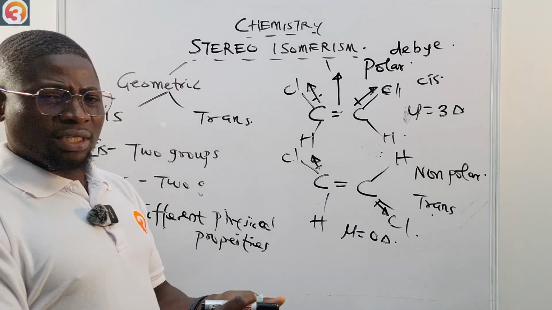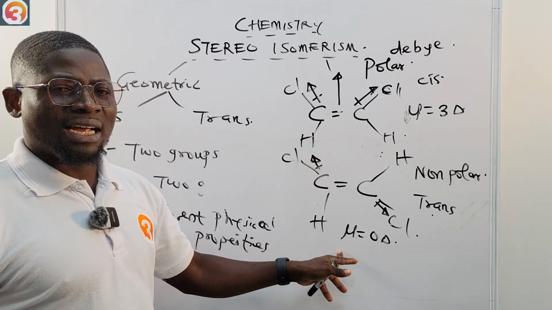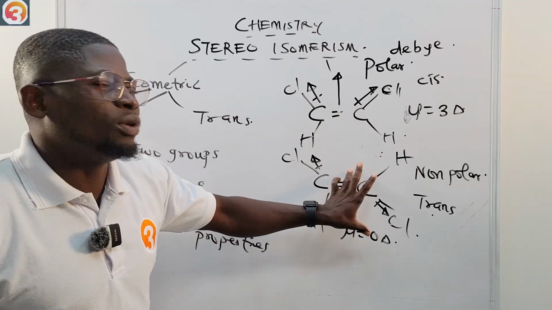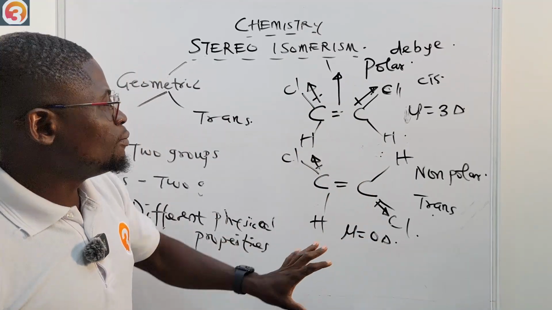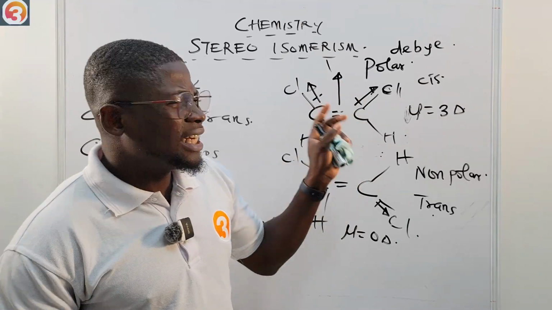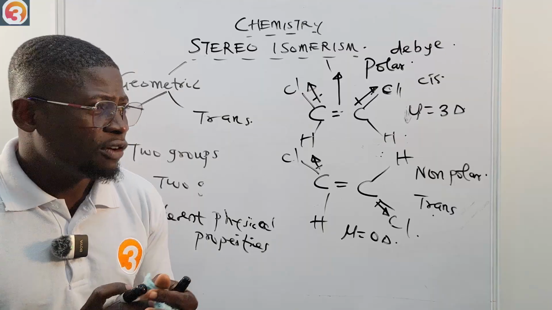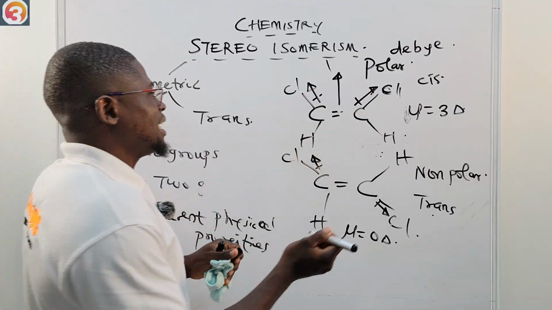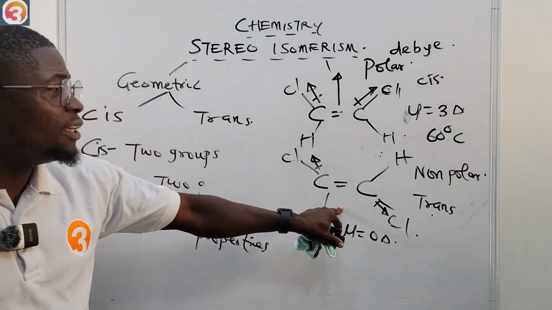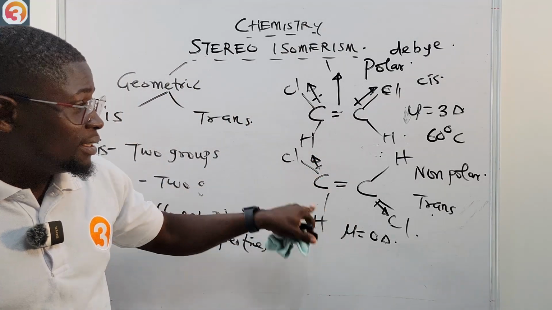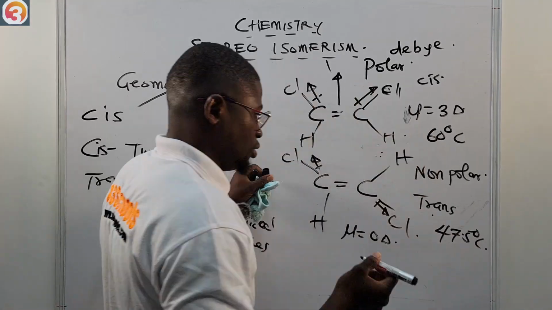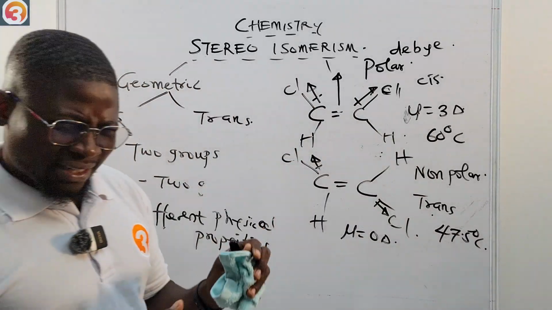So that brings us to another physical property distinguishing the cis isomer and the trans isomer. The cis isomer is polar, while the trans isomer is non-polar. Also, the boiling point for the cis isomer is around 60 degrees Celsius, while the boiling point for the trans isomer is around 47.5 degrees Celsius.